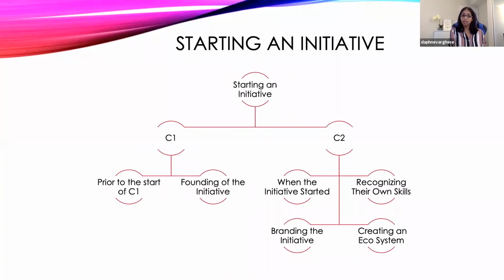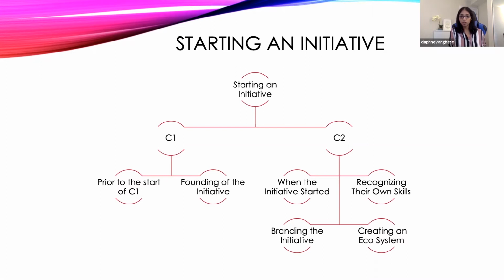So on this slide, the starting of an initiative will be presented. This was the least represented process from the preliminary data. However, for C1, certain ideas that came out of the participants include discussions of how to start C1 prior to starting it, and the founding of the initiative based on certain visions.